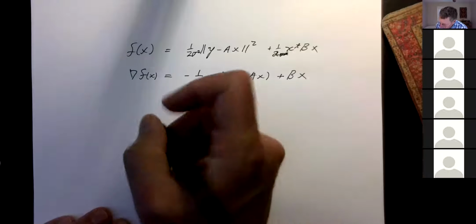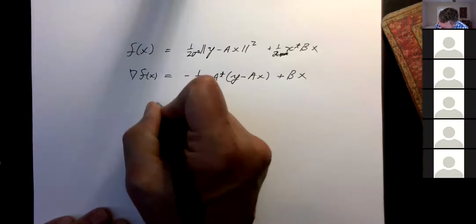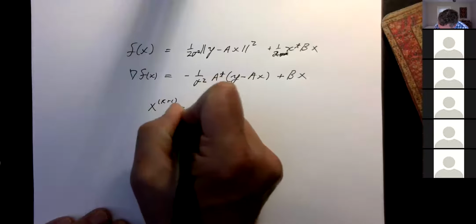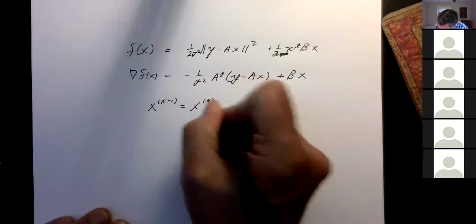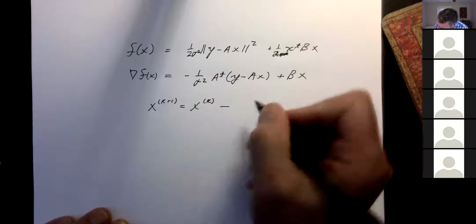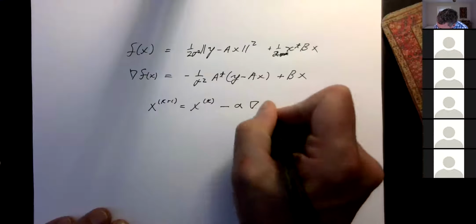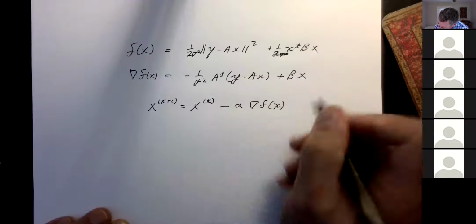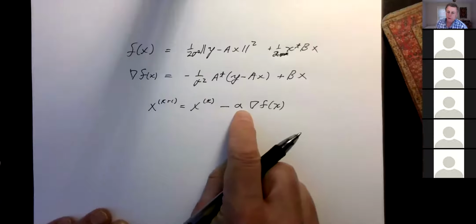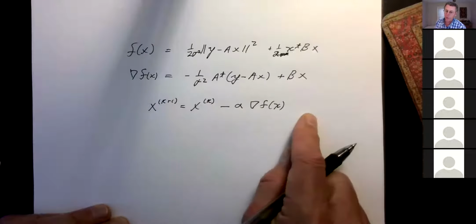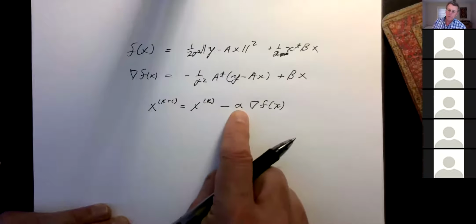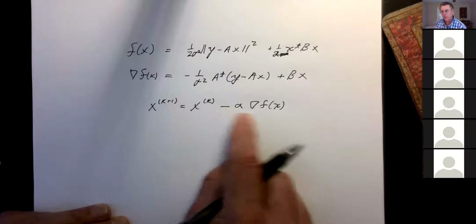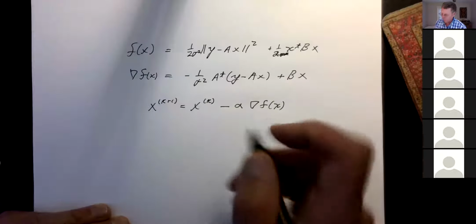Okay. So then gradient descent: x of k plus 1 equals x of k minus alpha times the gradient of f of x. It's minus because you need to roll downhill, not uphill. The gradient tells you the uphill direction, so you multiply by negative alpha. You move in the opposite direction of the gradient. Alpha is the step size.